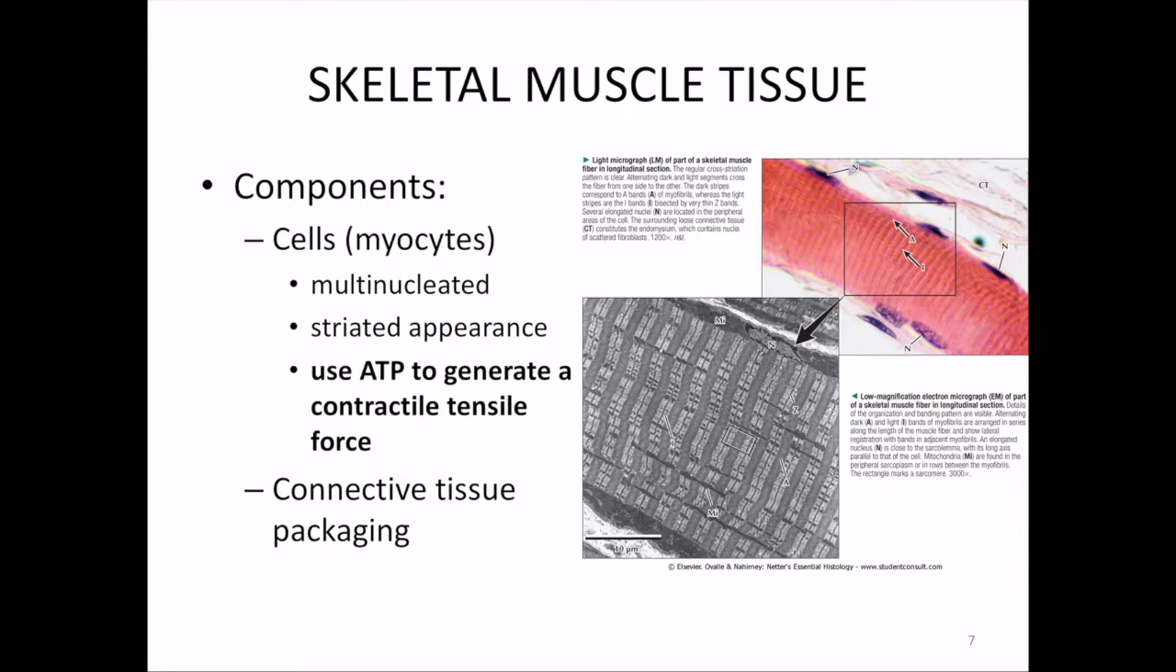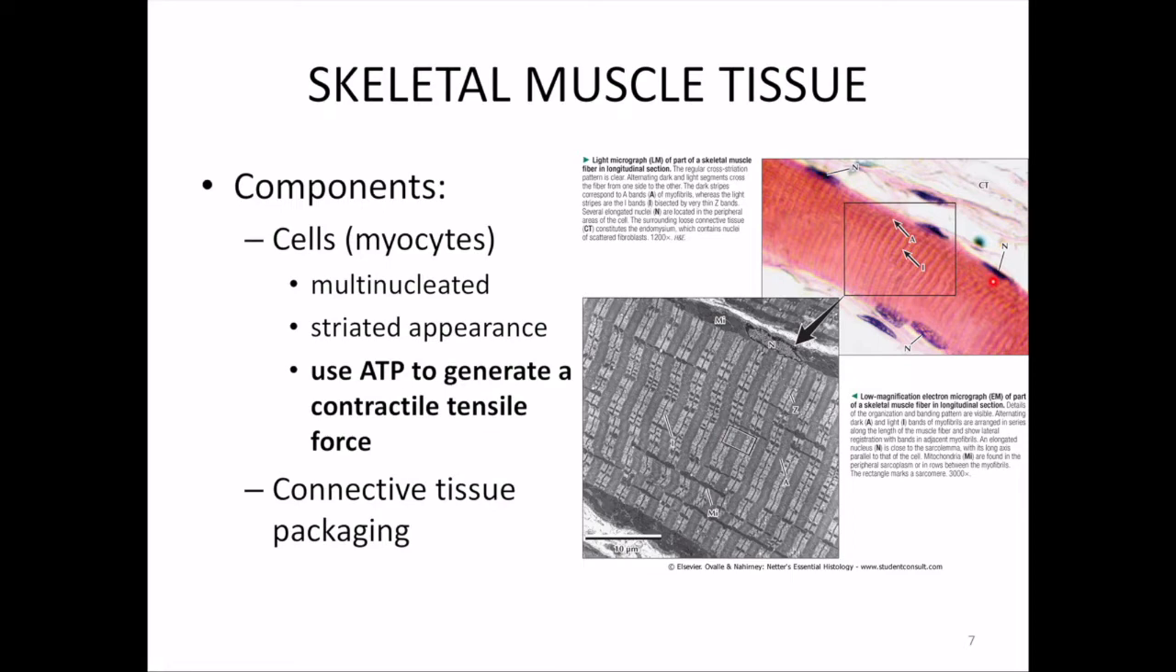Okay. So let's return back to skeletal muscle and talk about these myocytes again, as well as the connective tissue packaging that organizes these myocytes. We have previously indicated that skeletal myocytes are multinucleated, so they have multiple nuclei per cell. This is a light micrograph of a portion of a single skeletal myocyte, a single skeletal muscle fiber. You can see that we have multiple nuclei.